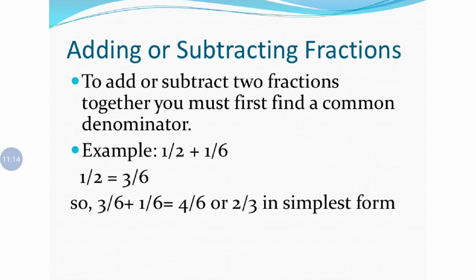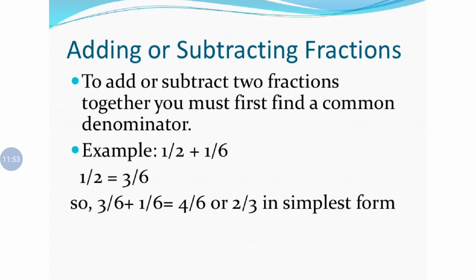So the denominators are different, so we take the LCM. The LCM of 2 comma 6 is 6. So 1 by 2: how will you make the denominator 6? 2 3s are 6, so multiply the numerator and denominator by 3 by 3. 1 3 is 3. For 1 by 6, 3 2s are 6, so it already has denominator 6. So don't change the value.